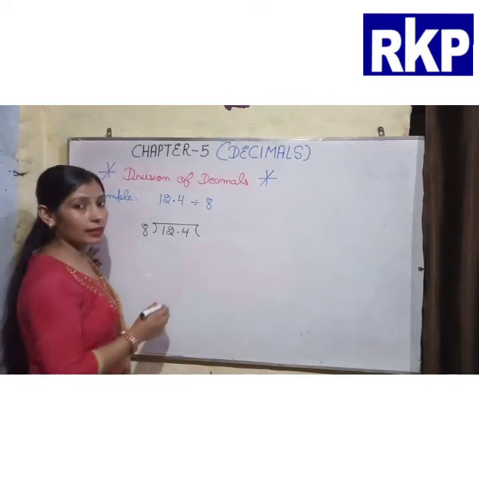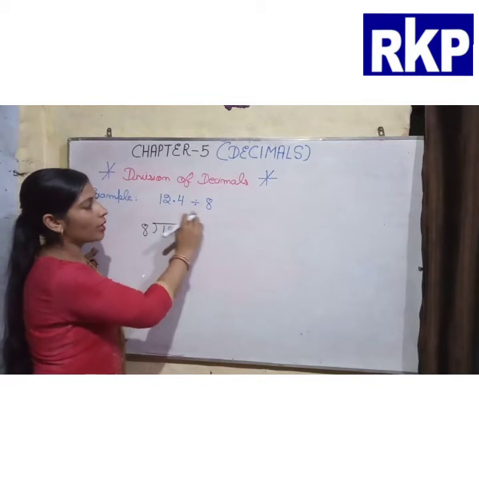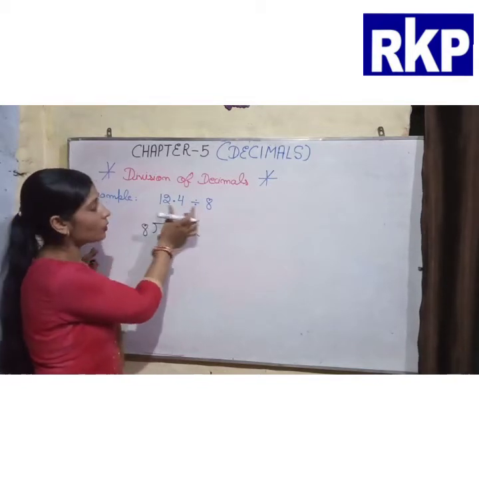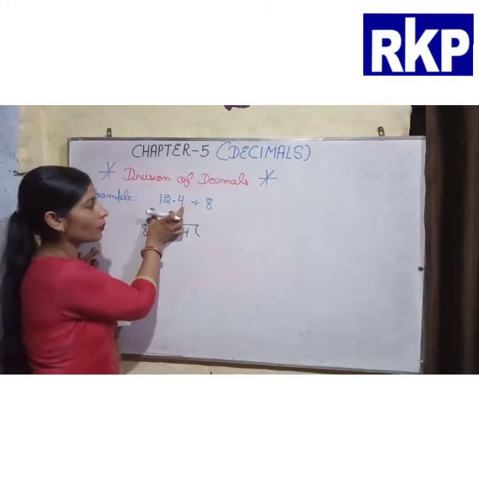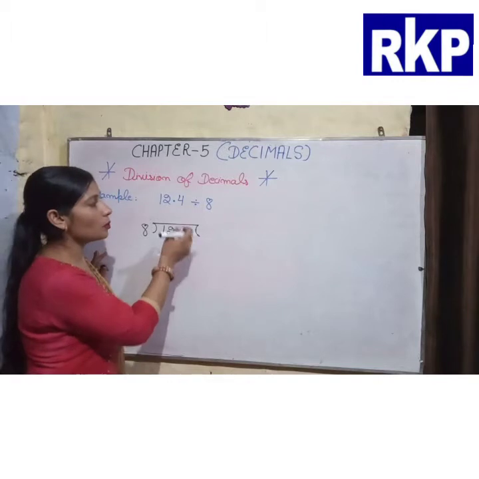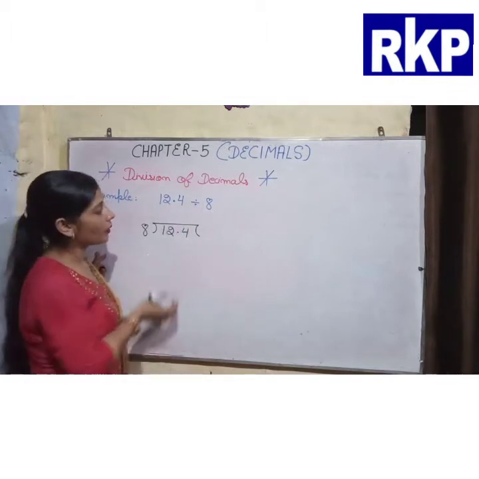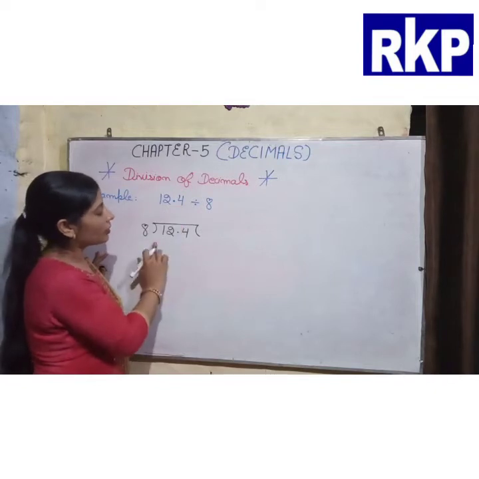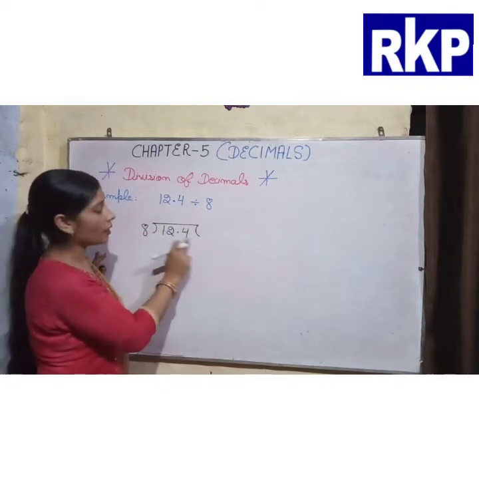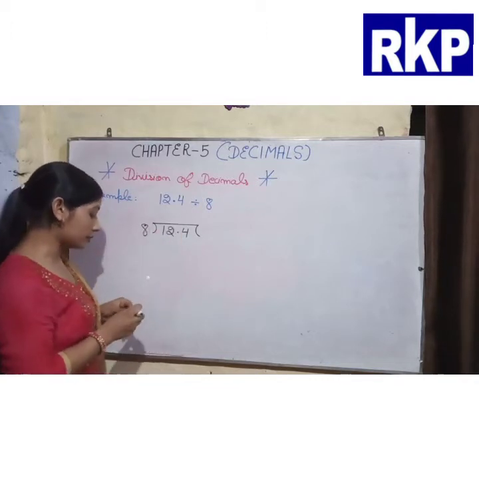Now students, let us see one example to understand it. Here I have written 12.4 divided by 8. We have to divide 12.4 by 8, and we will start the division of decimals as we do the division of whole numbers. So here I have written 12.4 inside the sign of division and here I have written 8. Now let us start.